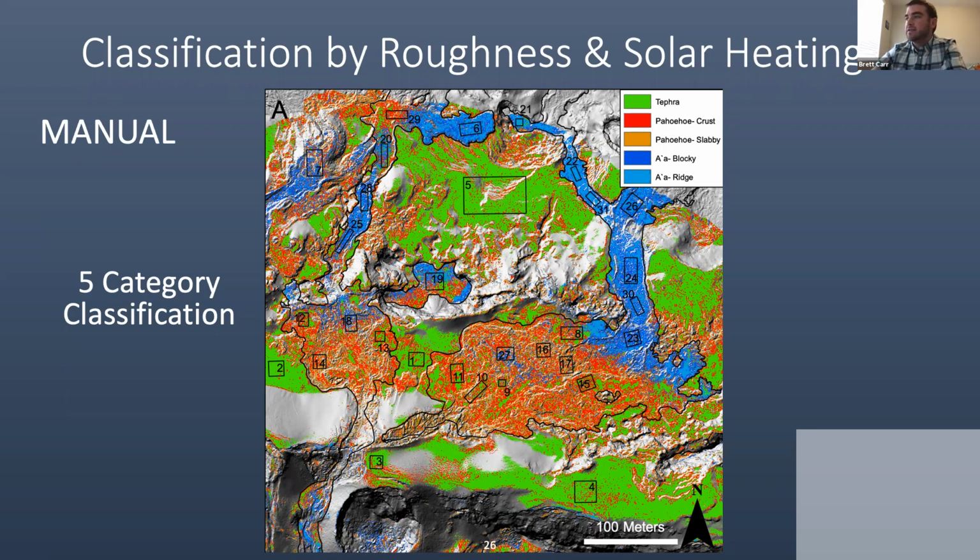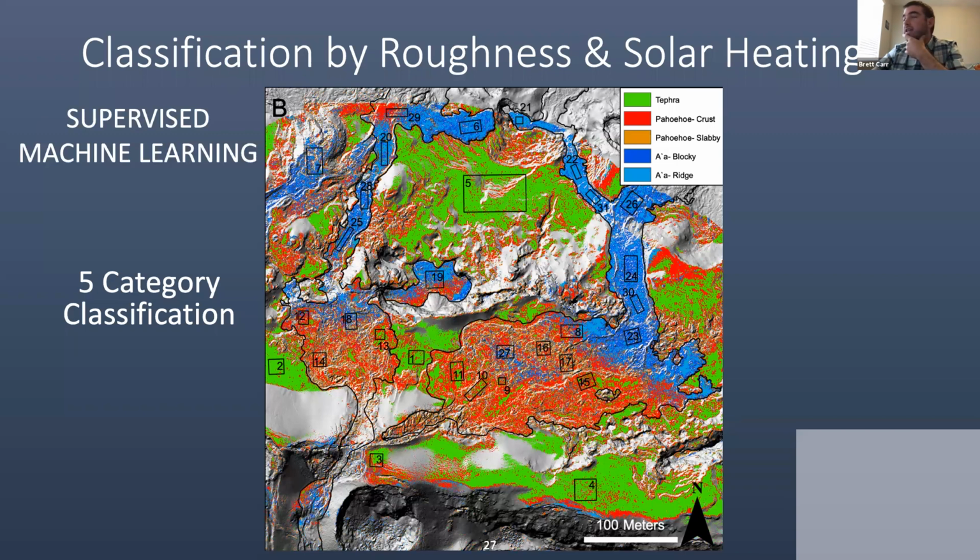So again, this is a discussion of the scale or resolution that you want to be doing this classification at in order to produce the most visually appealing result. Supervised machine learning, again, does a pretty good job. There's some more misclassification in the tephra areas compared to the manual classification.